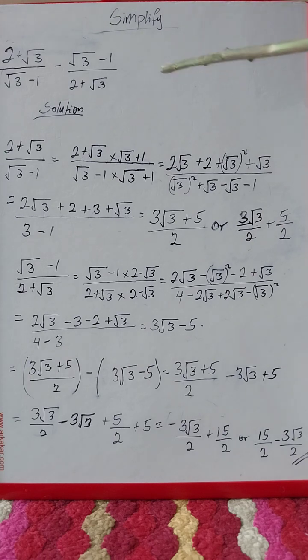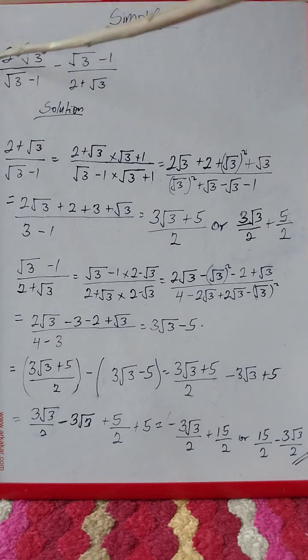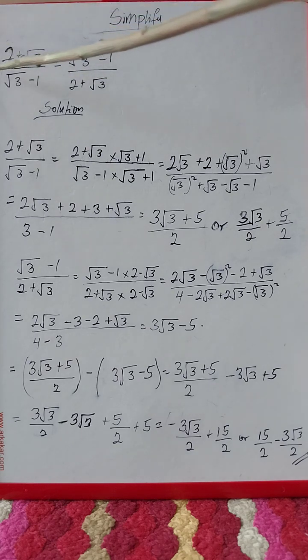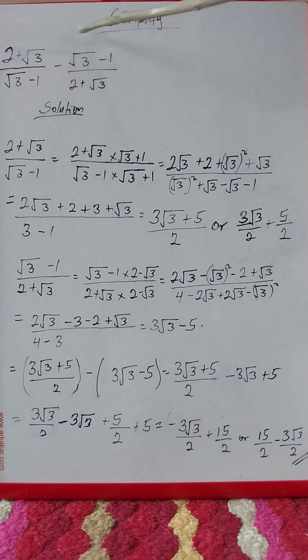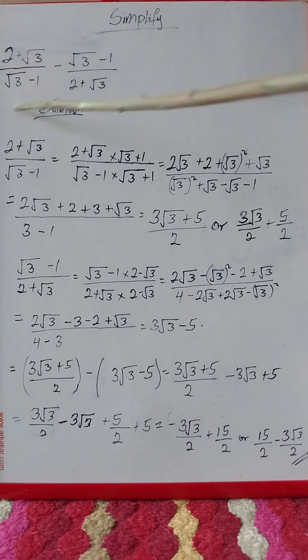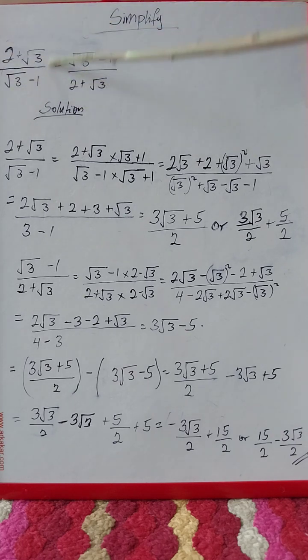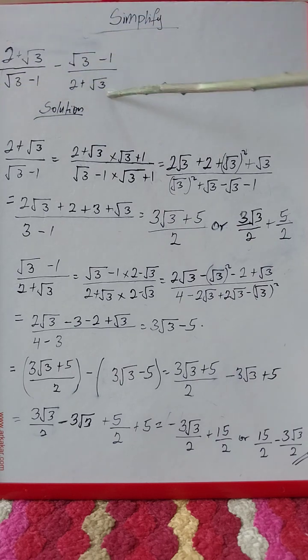So let's move ahead and solve this simple surd on the board here: 2 plus root 3 over root 3 minus 1, minus root 3 minus 1 over 2 plus root 3. If you look at this, these are separate terms, two different terms altogether.